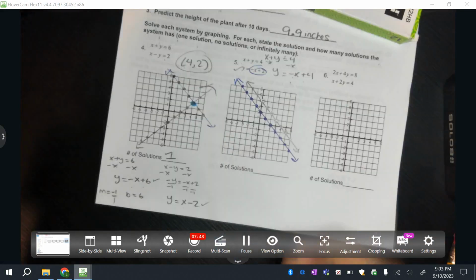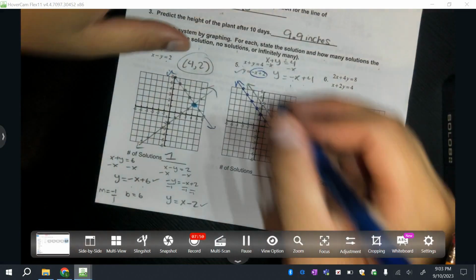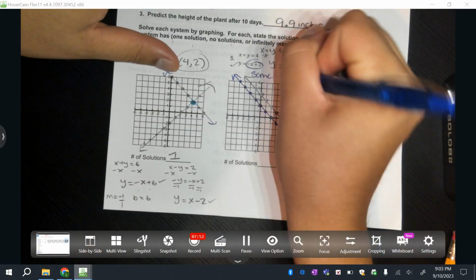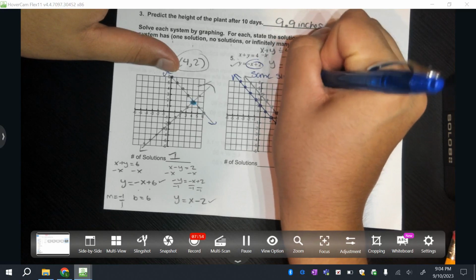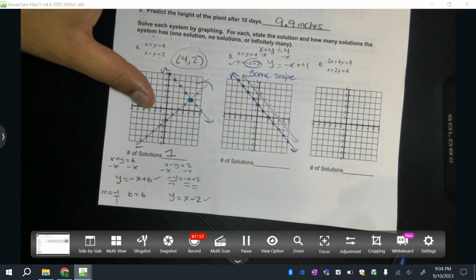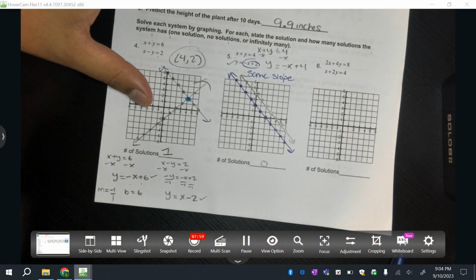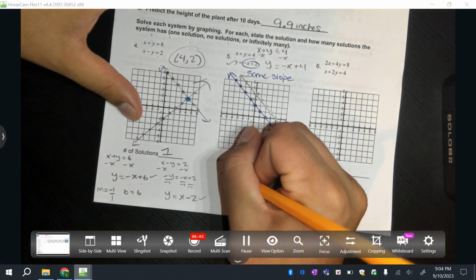Alright, so here we see two parallel lines. They both have the same slope, and they have 0 solutions. So this is going to be no solution.